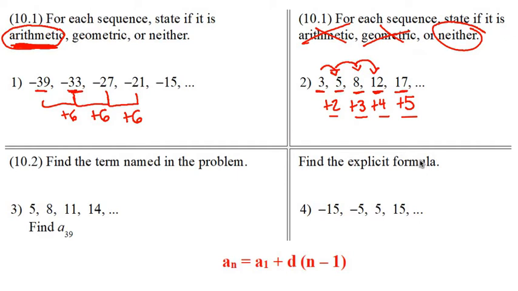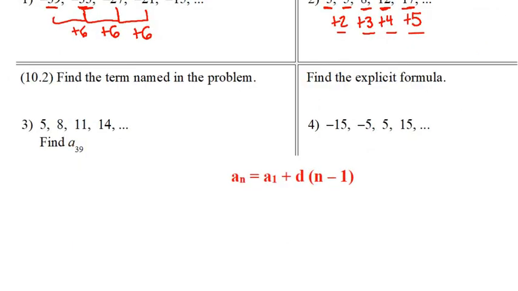All right, number 3 and 4, we put the formula right there. Here they're asking us to find a term number. In these cases, we're dealing with arithmetic sequences, because to go from 5 to 8, we're increasing by 3. To go from 8 to 11, we're increasing by 3 again. So this is clearly an arithmetic sequence. We want to find the 39th term. So that means we're going to go to this formula.